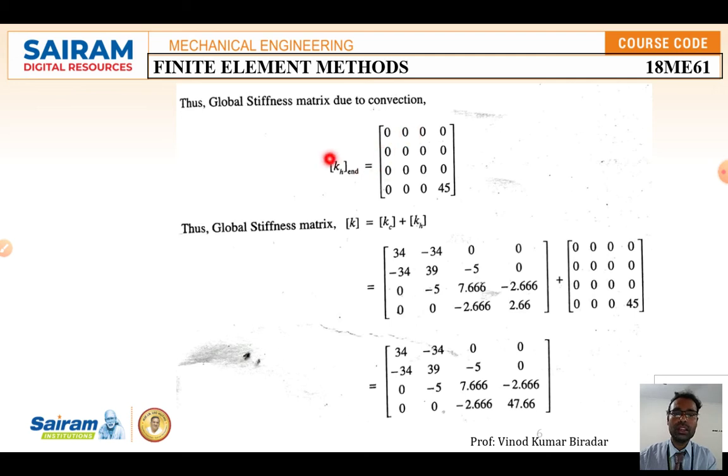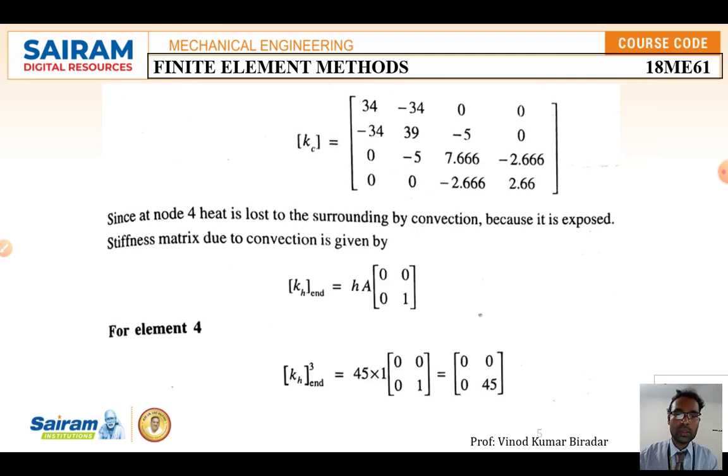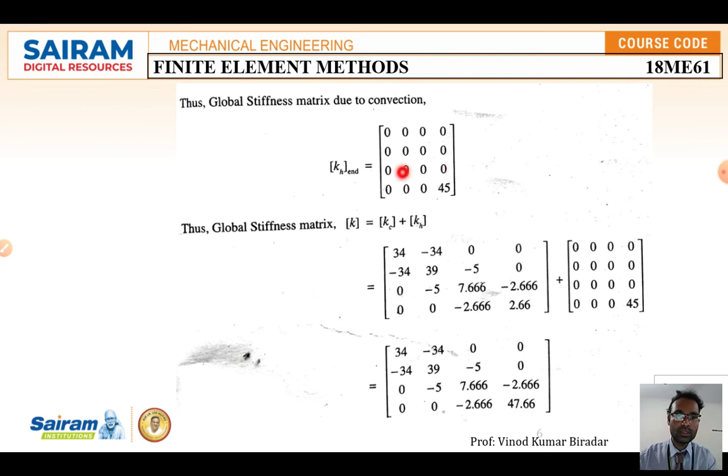The global stiffness matrix for heat due to conduction is 4 into 4, but the matrix for heat loss due to convection is 2 into 2, and we need a 4 into 4 matrix. So this is at node numbers 2 and 3, so substitute these values at 2 and 3 here, and the remaining you have to fill for 4.